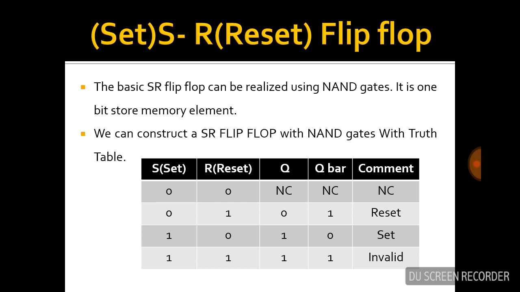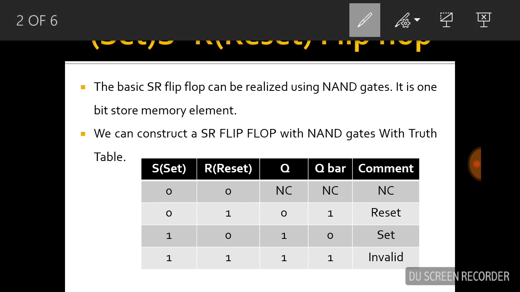The truth table of the SR flip-flop is: if one input S is equal to 0 and the second input R is 0, then both outputs Q and Q bar have no change. NC means no change. No change means if Q is 0, then the output also stays 0, and if Q bar is 1, the output also stays 1. That's why for 0 inputs, the output of the SR flip-flop is no change.